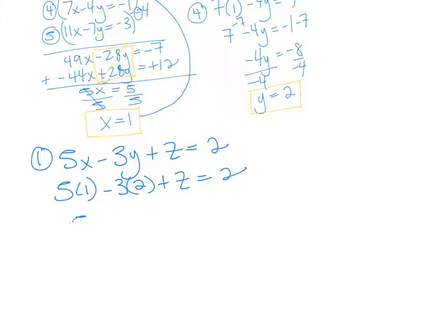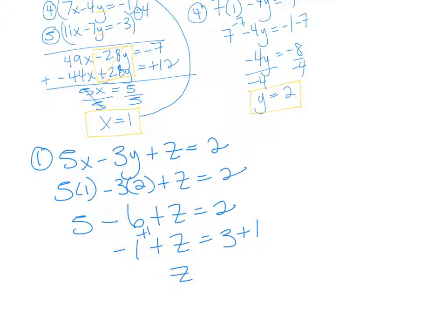So 5 times 1 is 5, negative 3 times 2 is negative 6, plus z equals 2. 5 subtract 6 equals negative 1, plus z equals 2. I'll add 1 to both sides, and I get z is equal to, oh, that should be a 2. Z is equal to 2 plus 1, which is equal to 3. Z is equal to 3.